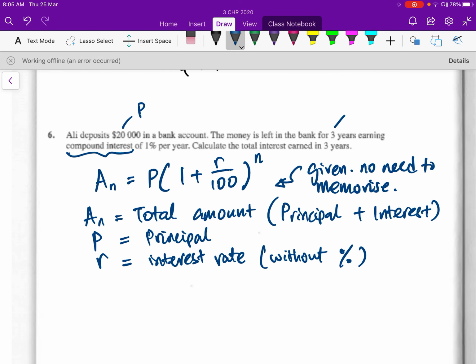This part may be confusing, but remember what I always tell you: every time you see the percent, change to over 100. And you see the over 100 over here because it is already in percent form. So R is the interest rate without that percent sign. Then the last one, n, you can treat it as the time in years.